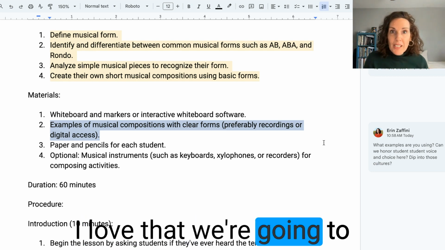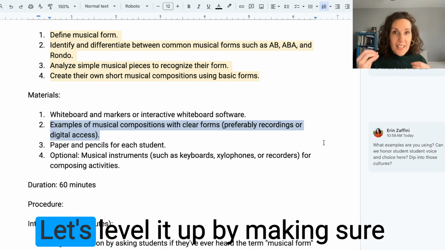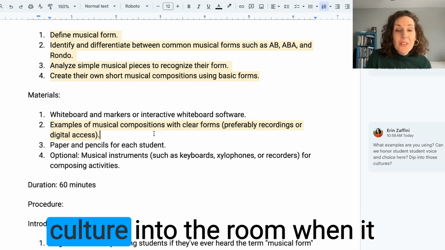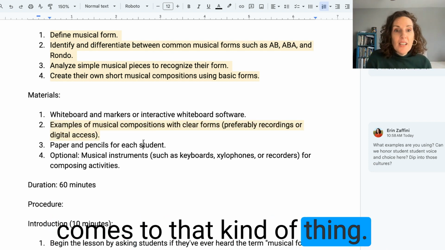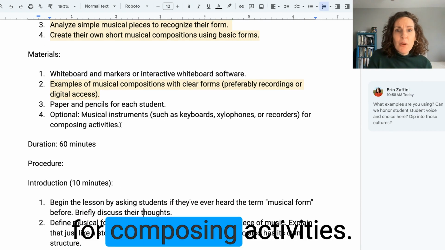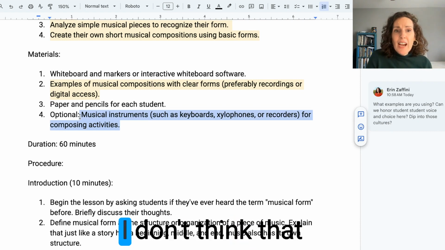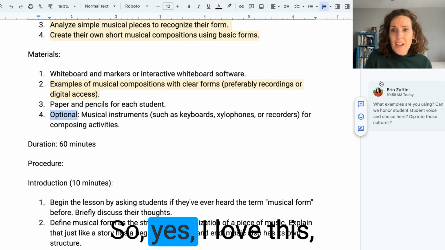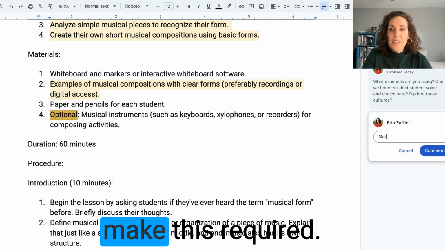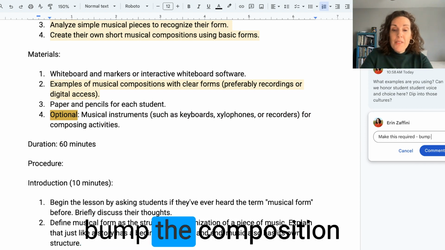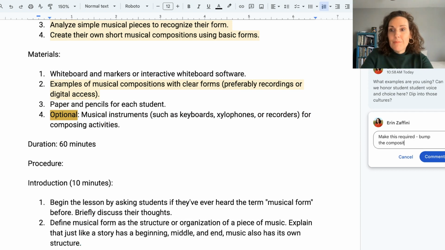I love that we're going to have multiple compositions. Let's level it up by making sure that we are inviting our students' culture into the room when it comes to that kind of thing. Optional musical instruments such as keyboards, xylophones, recorders for composing activities. I love it. I don't think that should be optional. I think that should just be required. So yes, I love this. Make this required. And of course, like I said, bump the composition to a different day.